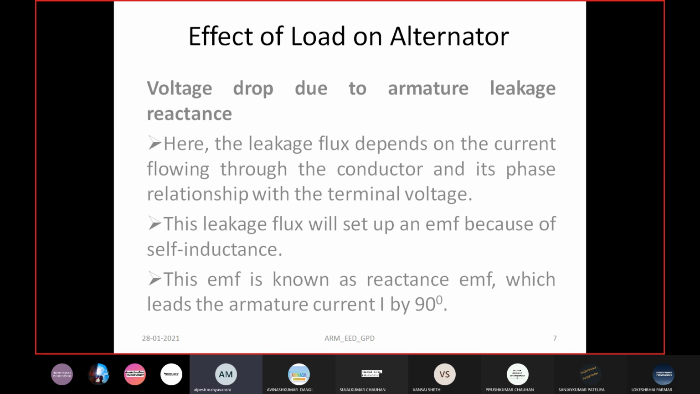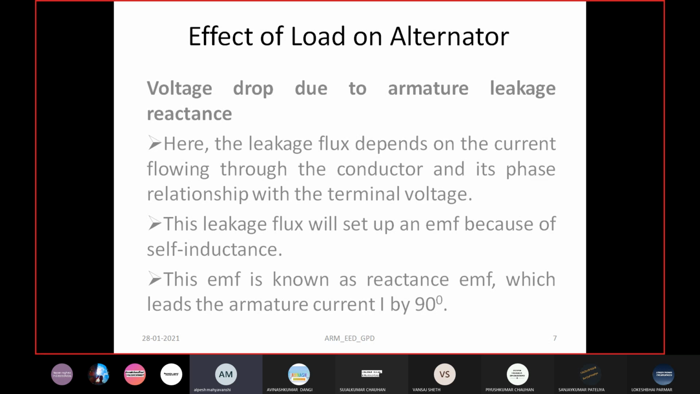Now, whatever leakage flux is there, this leakage flux will set up an EMF because of self inductance. Why is the EMF generated? Because this leakage flux has some self inductance. So due to this self inductance, the leakage flux will set up the EMF.